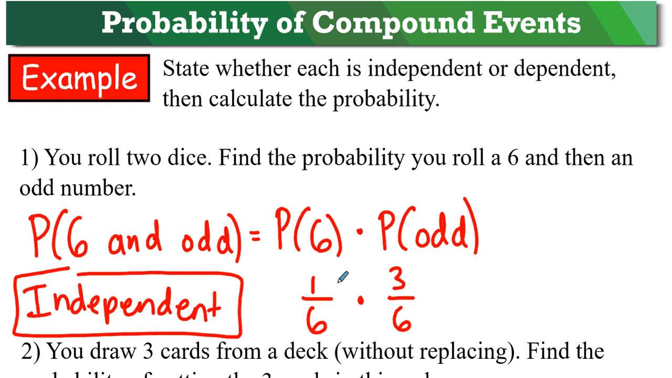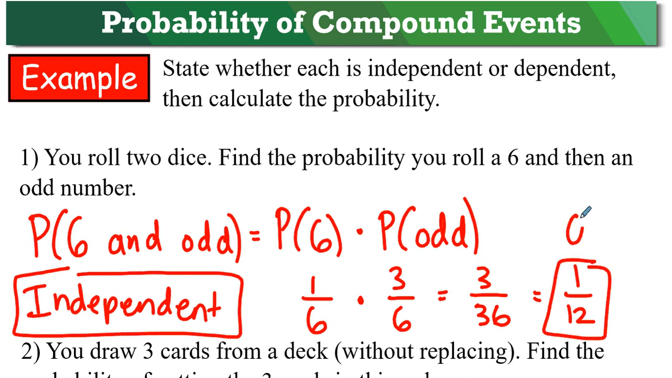How do I multiply fractions? Straight across. 1 times 3 is 3 out of 36. That is 1/12. If you do it as a decimal, it's 0.083. So about an 8% chance that the first one's a 6 and the second dice is going to be an odd.